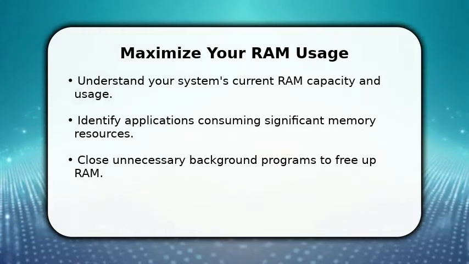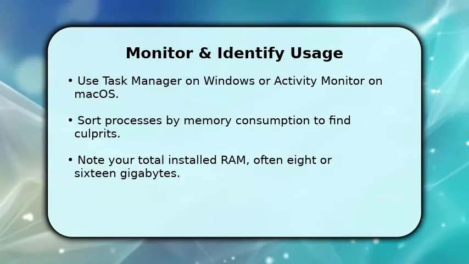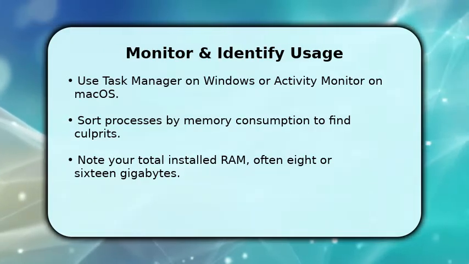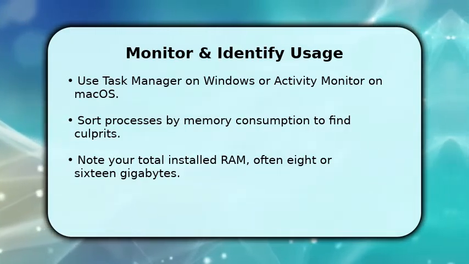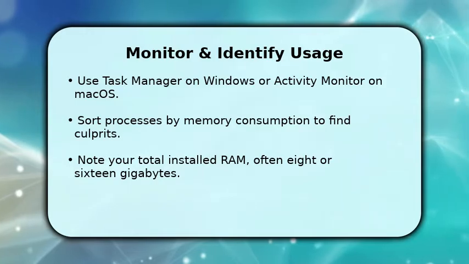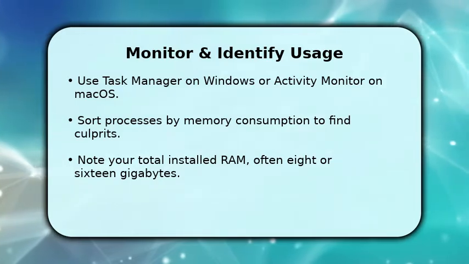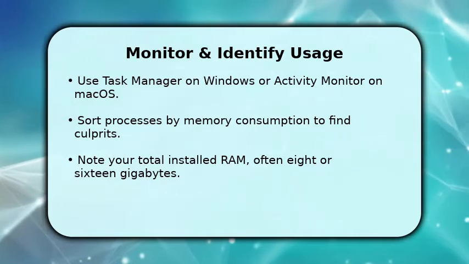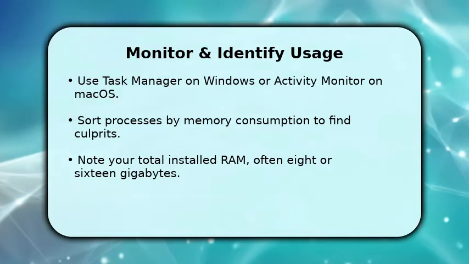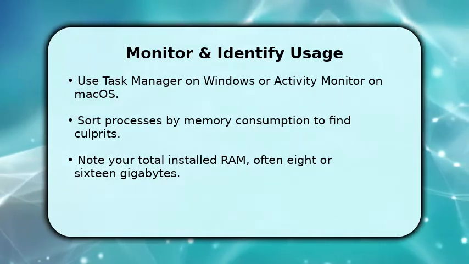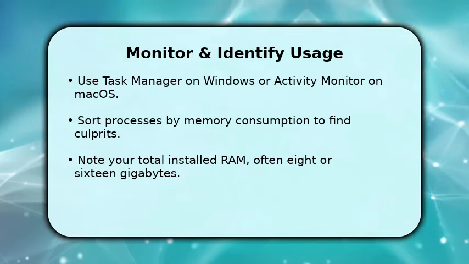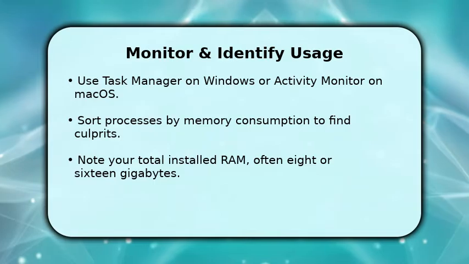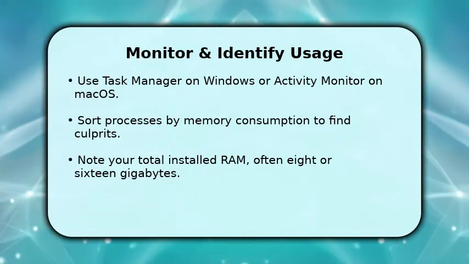To effectively manage your RAM, you need to monitor its usage. On Windows, open Task Manager by pressing Ctrl, Shift, and Escape. Mac users can find this information in Activity Monitor. Look for the Memory tab and sort processes by their memory footprint. This helps pinpoint which applications are using the most RAM. Knowing your total installed RAM, perhaps 8 or 16 gigabytes, is crucial for assessing your system's potential.